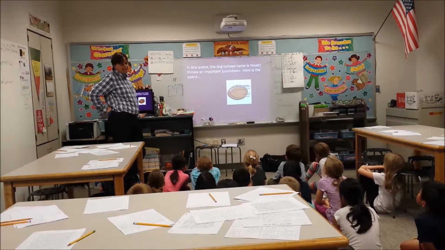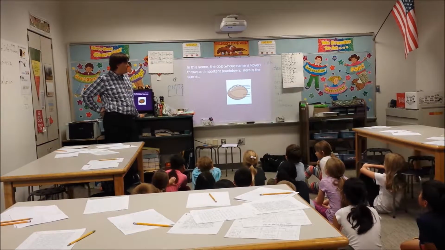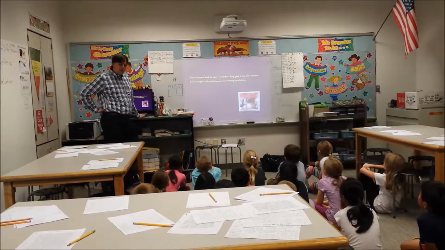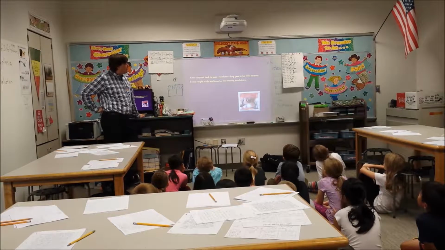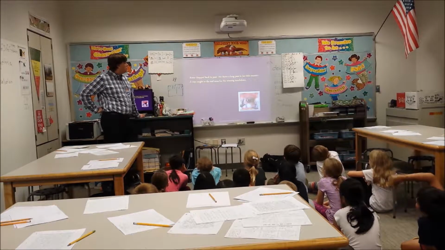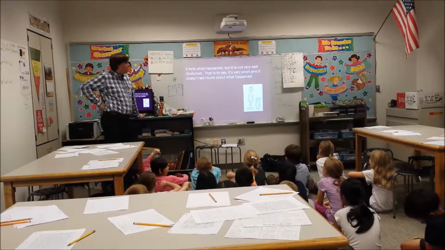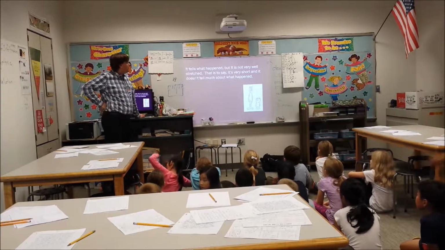So in this scene of my story, the dog, whose name is Rover, throws an important touchdown, and here's the scene. So Rover dropped back to pass. He threw a long pass to his wide receiver, and it was caught in the end zone for the winning touchdown. Oh, I see a thumbs down. All right. So it tells what happened, but it's not very well stretched.